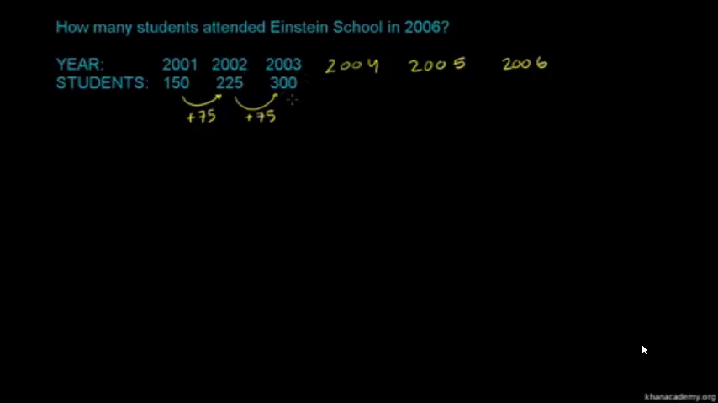So let's just continue that pattern. Let's add another 75 to the 300 in 2003, and we'll get 375 in 2004. If we assume the pattern continues, let's add another 75. That'll give us 450 students in 2005. And we're almost there. Let's add a final 75. 75 plus 450. If you add 50, you get to 500, so it's another 25. So it's 525. So that would be the answer to our question if we assume the pattern continued, that 525 students attended Einstein School in 2006.